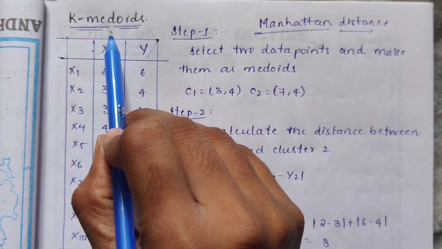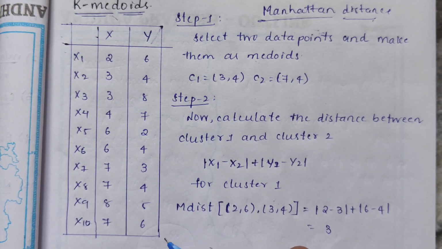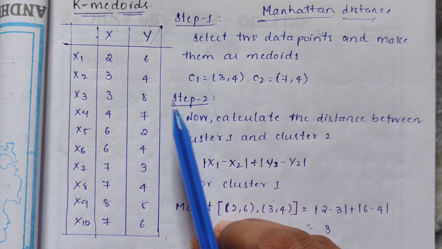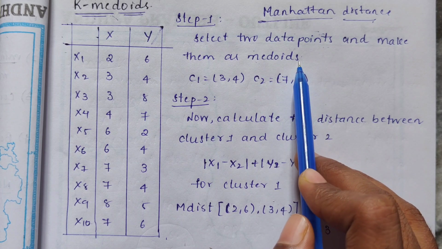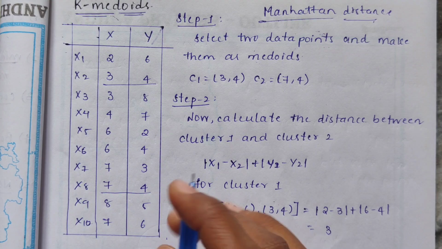Let us know what is meant by K-Medoids. K-Medoids is a clustering algorithm where each cluster is represented by a medoid, not mean. Understood? Now let us discuss a problem on K-Medoids. These are the data points that we have in our problem. We have 10 data points here, and in K-Medoids the first step is to select data points. Here from these data points we are selecting two and making them medoids. The selected ones are this and this.